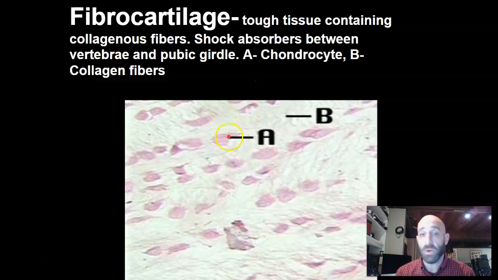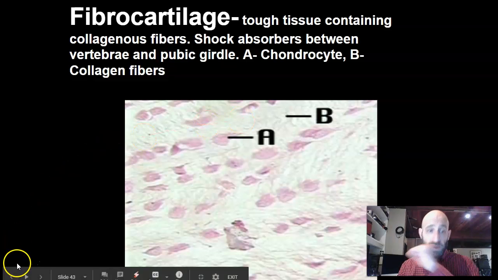They also have lacunae. They do the same thing, but their collagen is not fine like in hyaline, where it's a little more flexible. This fiber cartilage is much, much tougher. And these are going to make up the discs in between your vertebrae.